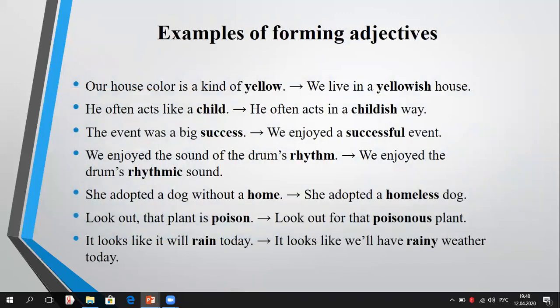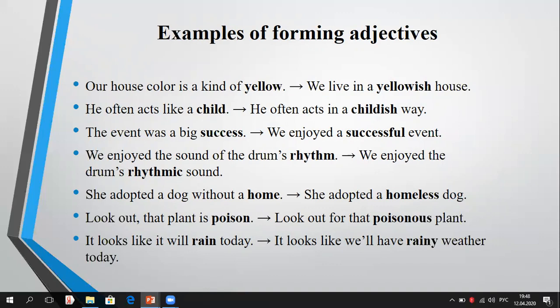Examples of forming adjectives. Now let's give examples. In order to understand adjectives better, you should use them in your sentences to make things clear. Our house color is a kind of yellow. It means we live in a yellowish house. Next sentence. He often acts like a child. He often acts in a childish way. The event was a big success. We enjoyed a successful event.